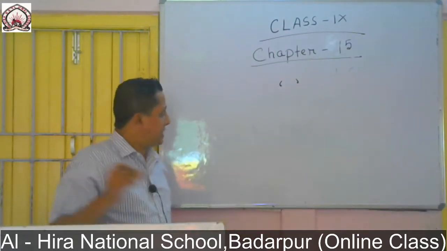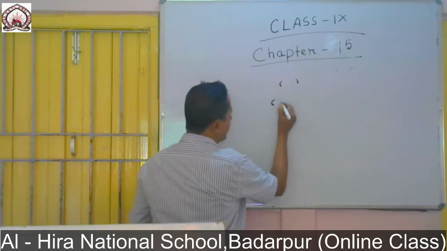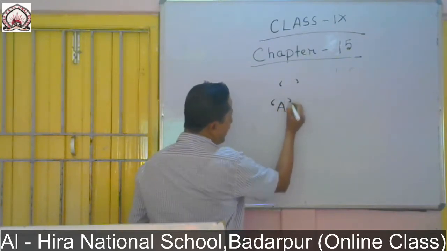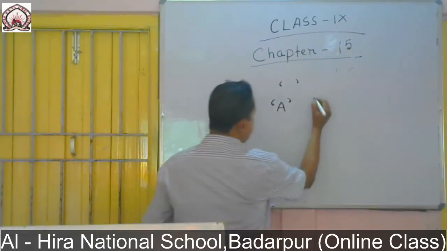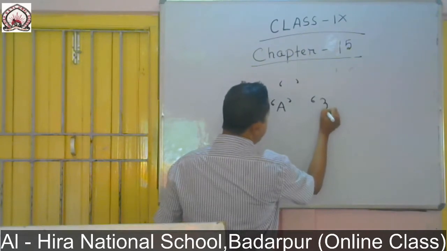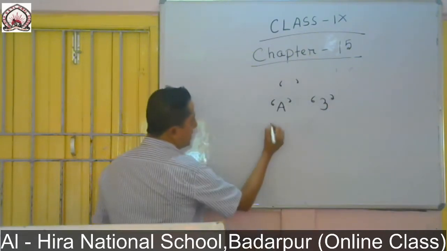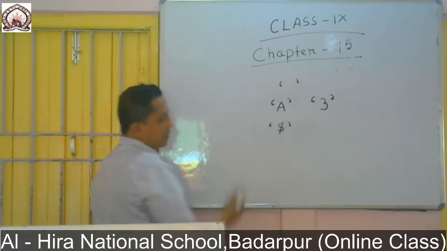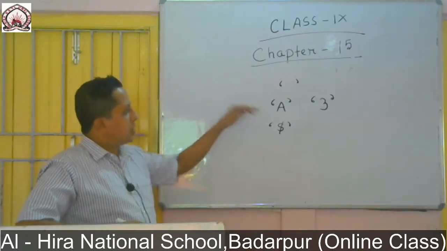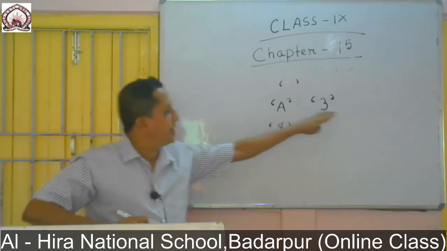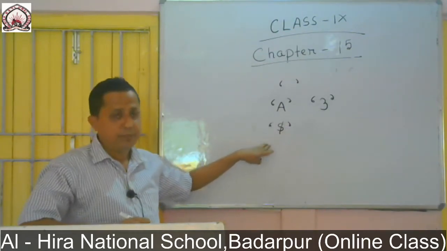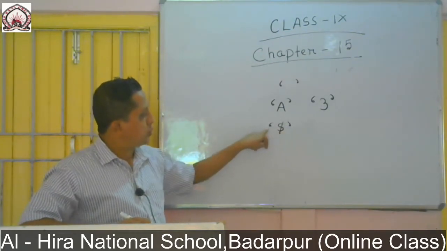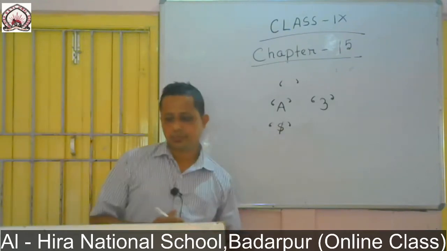quotes. For example, say 'A', this is a character constant. Suppose a number, say '3', this is a character constant. Suppose say '$' sign. This is also a character constant. So a character constant can have a letter, number or special symbol, but it should be enclosed within single quotes.